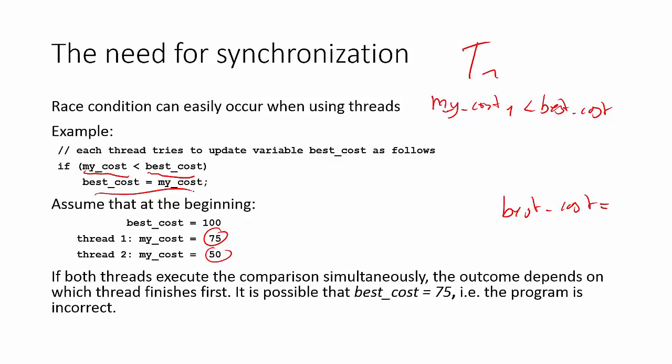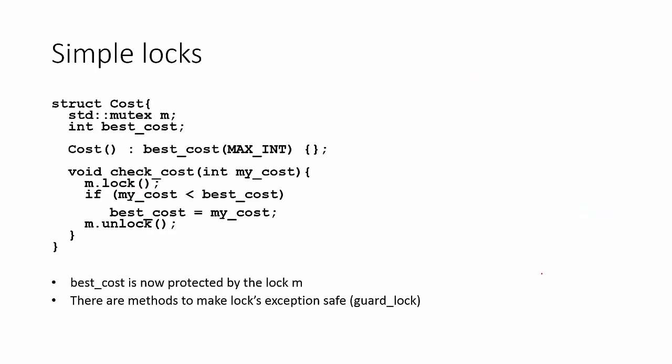So we have both an incorrect program, because it's possible that best cost is given the value of 75, but indeed the lowest cost is 50 here. And also it's indeterministic, because in some executions you get the best cost of 50, and in some executions you get a best cost of 75. So this is not a good way to do it.